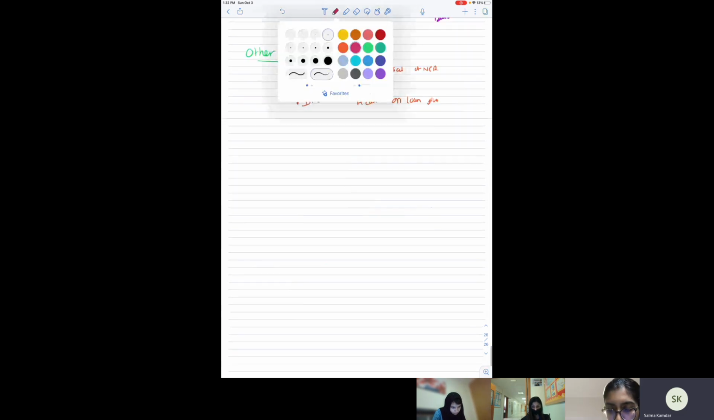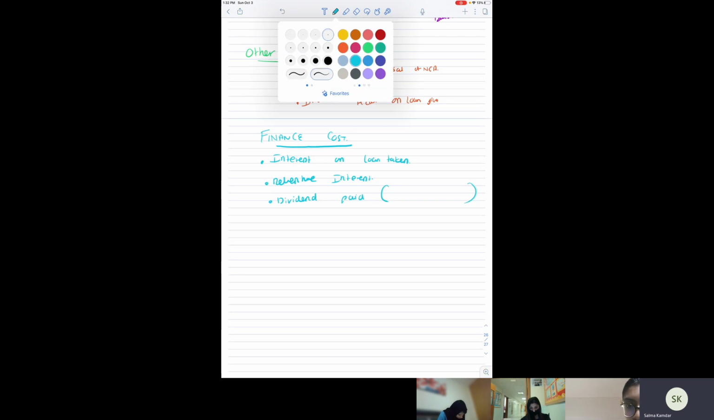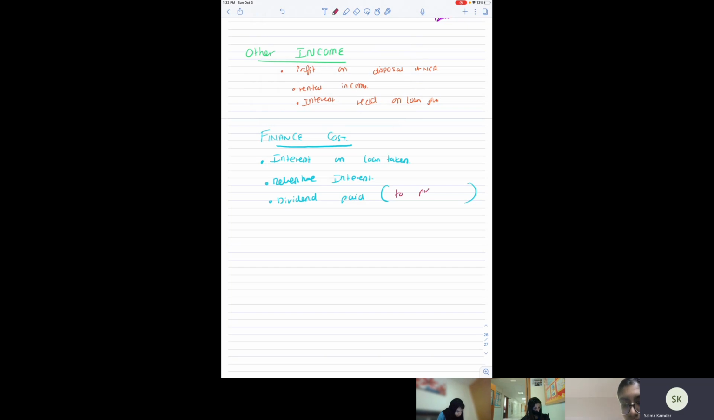And then you have finance cost. Can you tell me what finance costs are? It will have interest on loan taken, debenture interest, dividend paid. Note this word is important: dividend paid to preference shareholders.